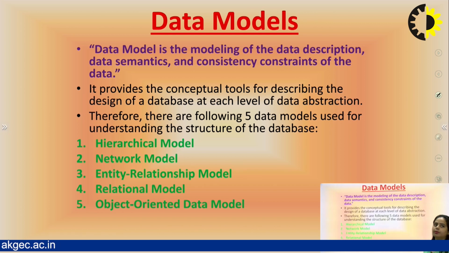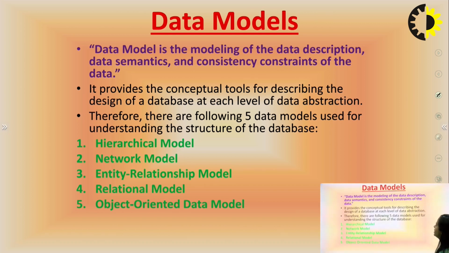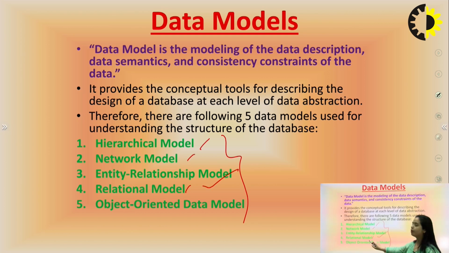Next is the data model. A data model is the modeling of data description, data semantics, and consistency constraints of the data. How can we represent our data in a database management system? This is represented by the database models. We have five data models: hierarchical, network, entity relationship model, relational model in the form of tables, and object-oriented data model.